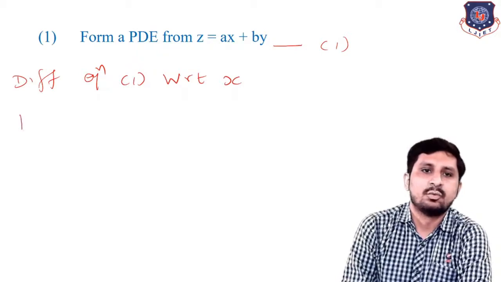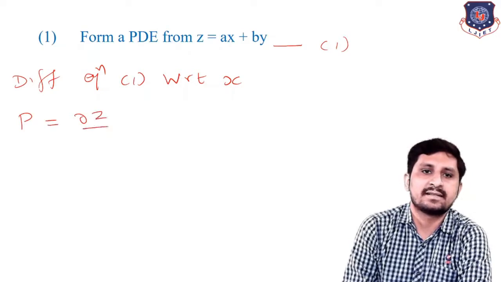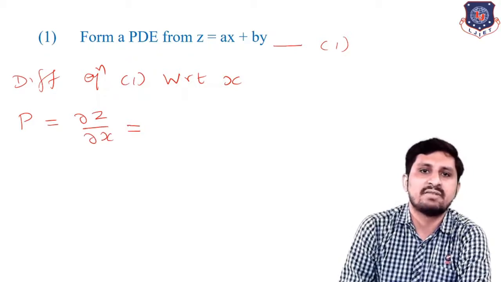So p is equal to, why do I write p is equal to? Because p is nothing but del z by del x. Don't forget our notations. So p is equal to del z by del x, and the differentiation of ax plus by with respect to x is a only. Call it equation number 2.